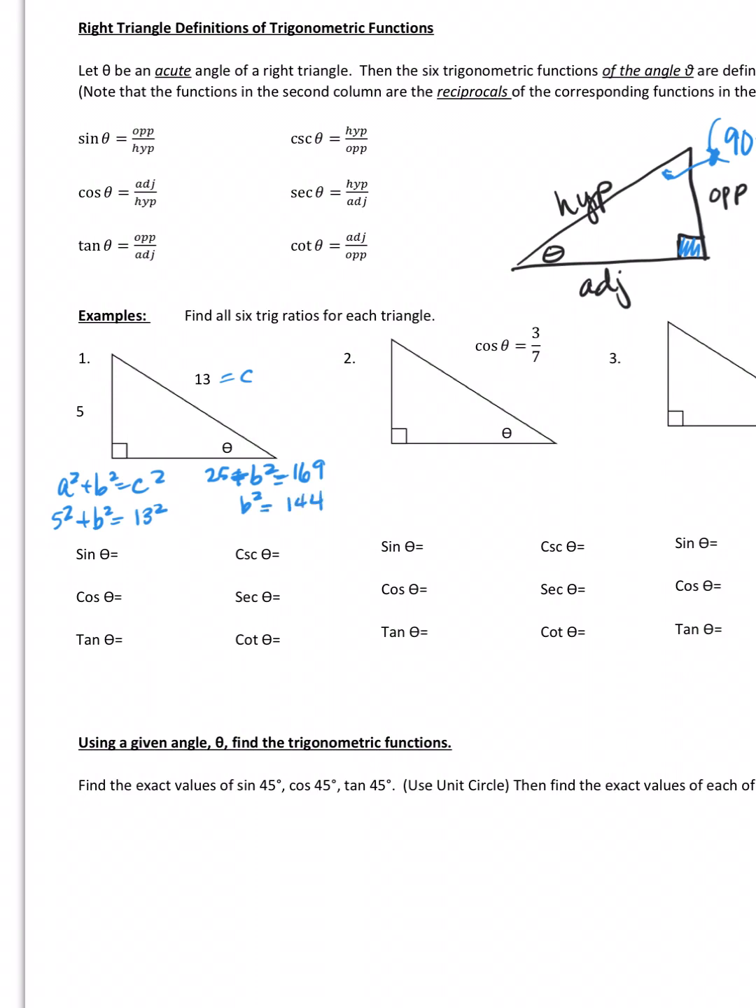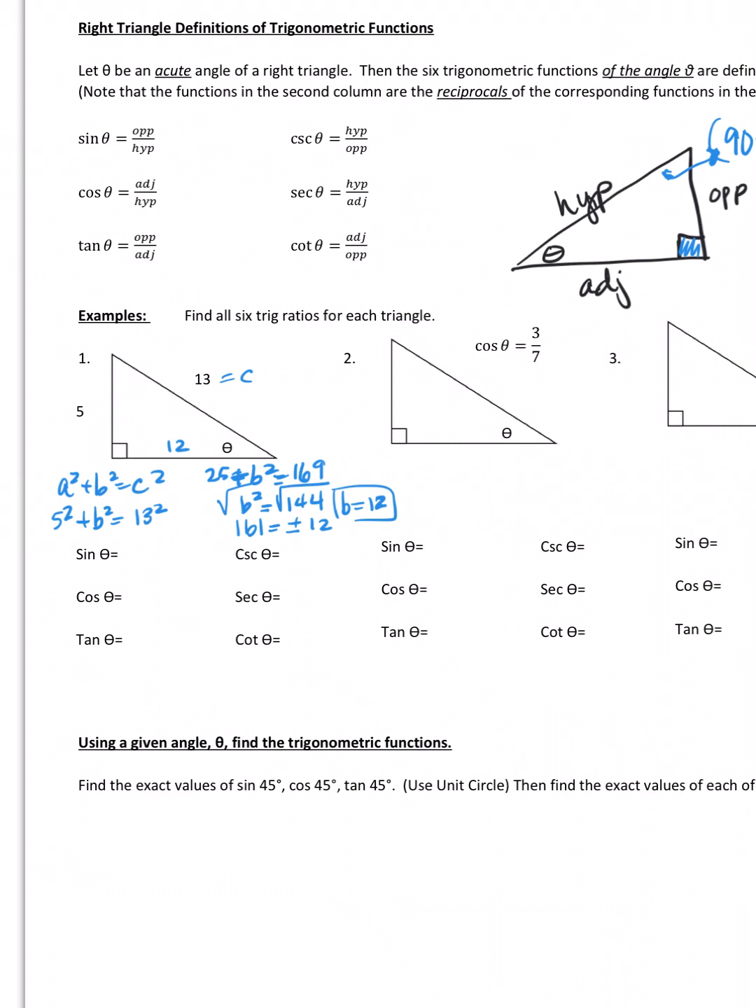144. Now remember, when you take a square root, the absolute value of b will be plus or minus 12, but we are talking distance and length, so it can't be negative. So we know that b must be the positive version of 12. All right, so this side is a 12. Now that we know all 3 sides, we can fill out the ratios.